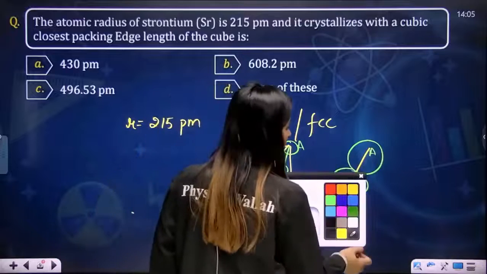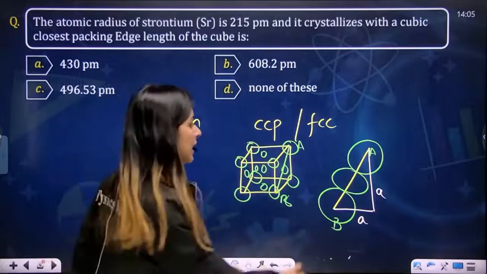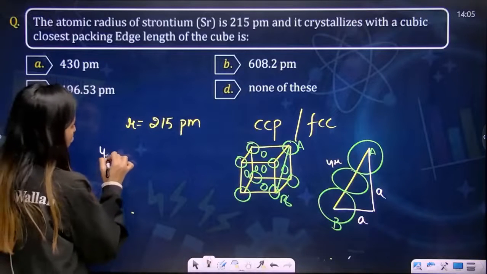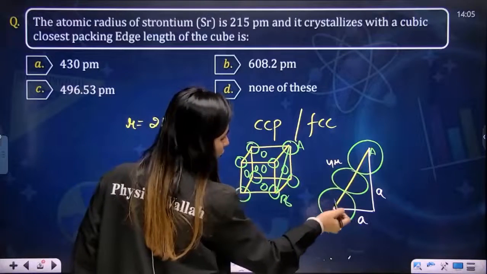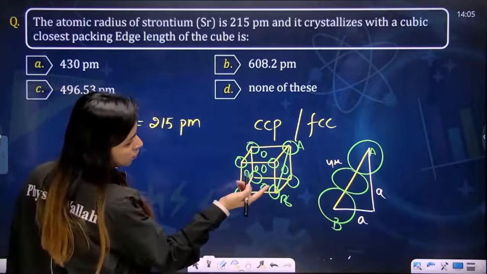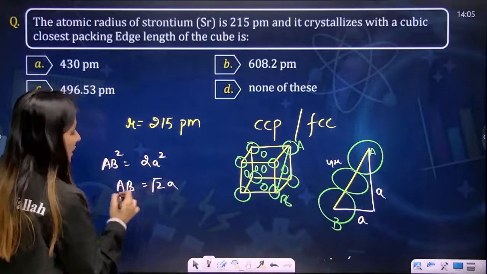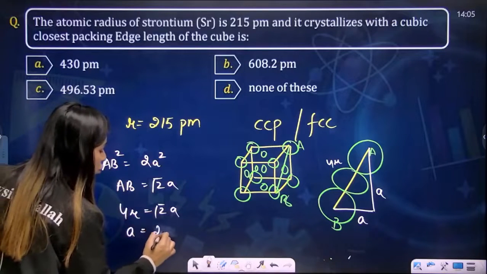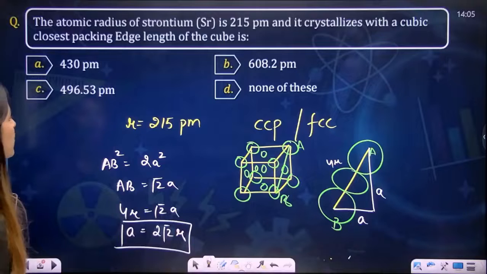We did talk about this, my dear students, that since it is an edge of length A, the face diagonal will be equal to total 4R, right? This is 4R, this is 2R, R and R. So can I say that AB square is equal to A square plus A square, so 2A square. So AB will be equal to root 2A. And what is AB? 4R. So 4R is equal to root 2A, my dear students. So A would be equal to 2 root 2R. Yes or no? Yes.